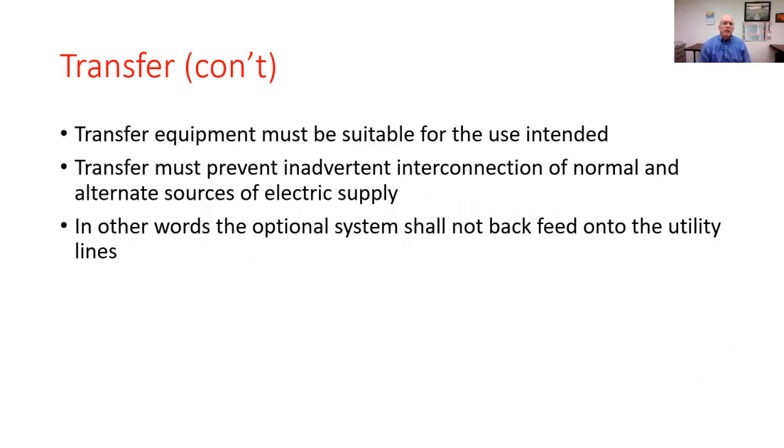The transfer equipment, the code says, must be suitable for the use intended. That means both in type and in what type of load it has to interrupt or transfer. So transfer must prevent inadvertent connection of the normal and alternate sources of electric supply. In other words, this generator can't be able to backfeed to the utility lines.